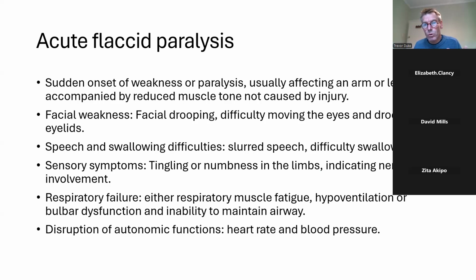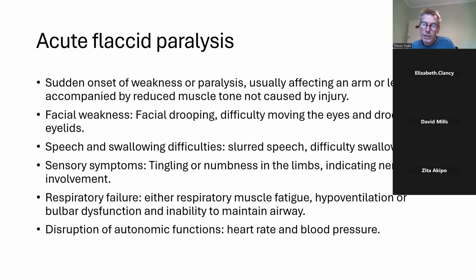It may affect arm or leg, and it's associated with a loss of muscle tone, obviously not caused by injury. Some of the manifestations of that involve facial weakness or facial drooping, difficulty moving the eyes or drooping eyelids. Sometimes children have speech or swallowing difficulties. They may have slurred speech or difficult swallowing, or they might have airway obstruction, drooling of saliva associated with hypotonia of one or more limbs.